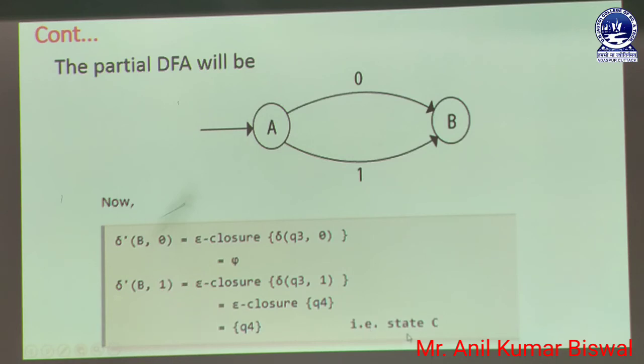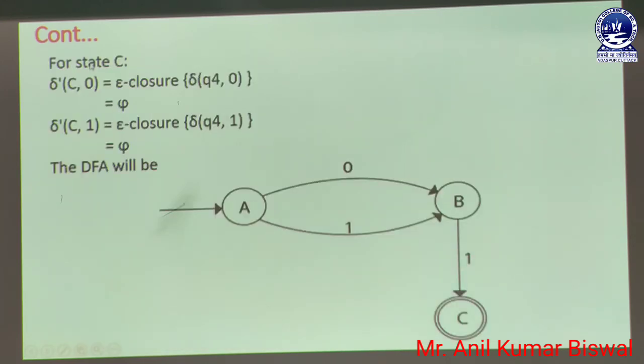So that is the state C. That Q4 is considered as state C. In the next slide we are going to discuss state C, because we have a state known as Q4. C means Q4. Then we are going to calculate its transitions.